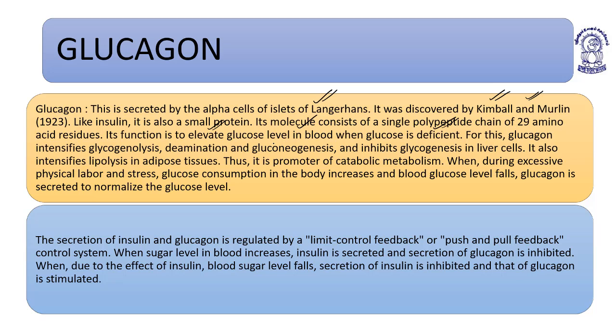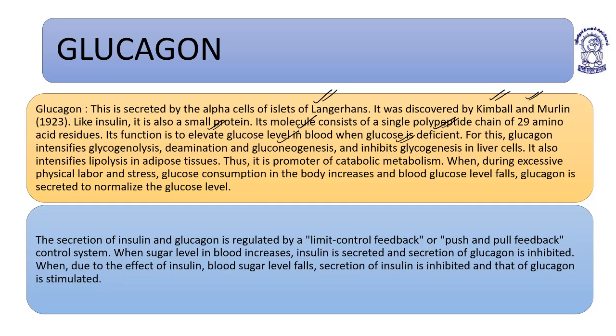Its function is to elevate glucose level in blood when glucose is deficient. So whenever glucose is less than 100 milligrams per deciliter, which is the required amount of glucose in blood, whenever the blood sugar level goes down beyond this level, glucagon is stimulated. Glucagon converts glycogen into glucose. So it helps in glycogenolysis. It is a chain of 29 amino acid residues.